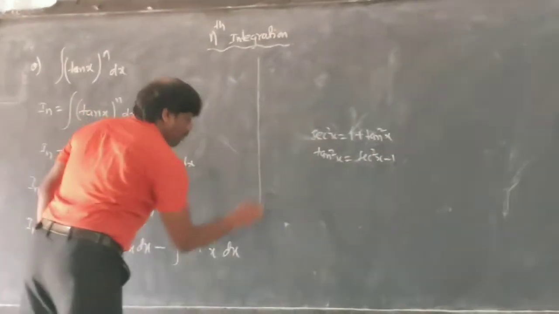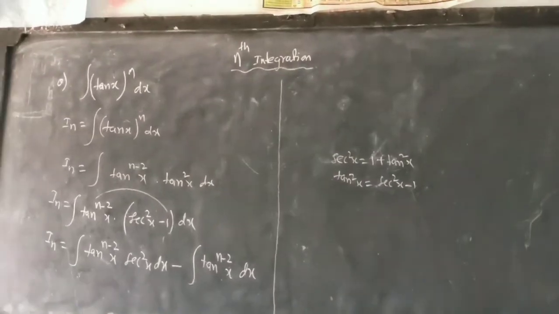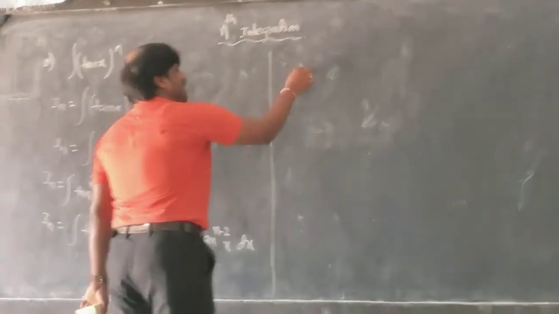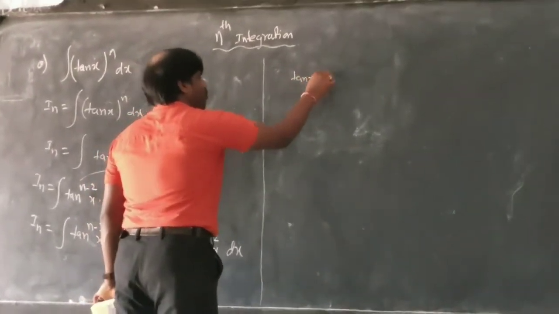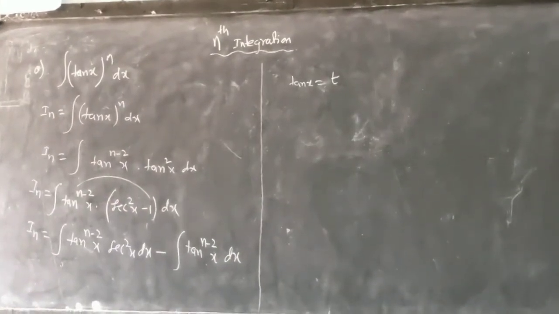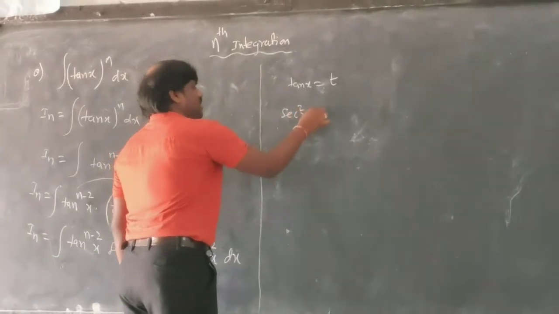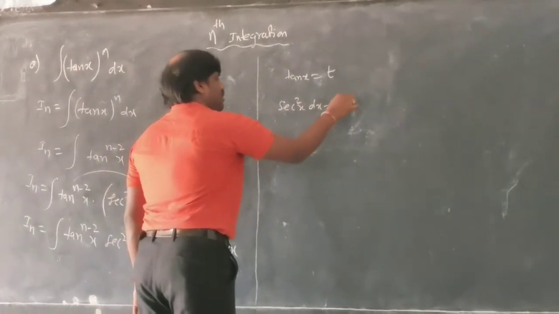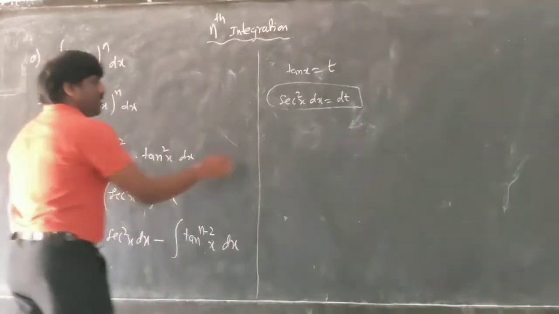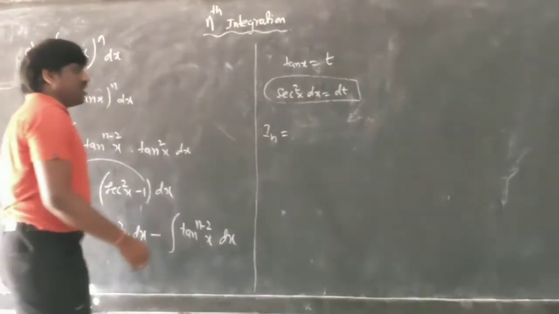So first, what I am going to do now here is take tan x is equal to t. If I take tan x is equal to t, what is the differentiation of tan x? That is sec square x. Sec square x dx is equal to dt. Correct.